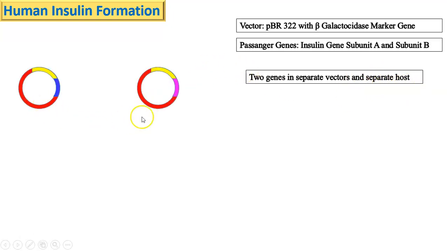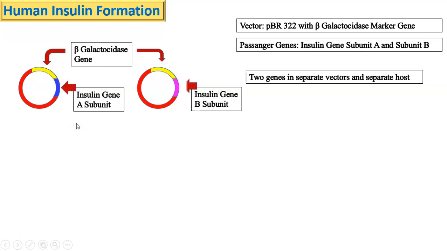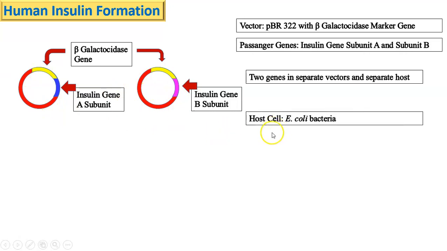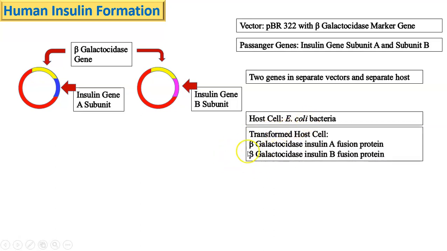Here we can see the pBR322 with the beta-galactosidase gene, and attached to that the insulin gene A subunit and B subunit as foreign genes. So this is a recombinant or chimeric plasmid produced. The host is E. coli bacteria. And once the host gets transformed, then inside it, it will produce the precursor of insulin A and insulin B, which will be the fusion proteins.